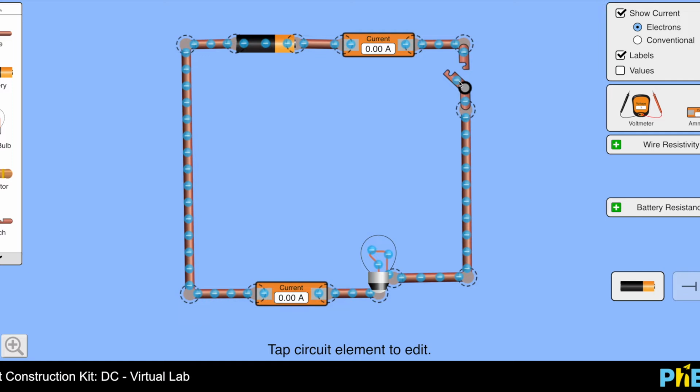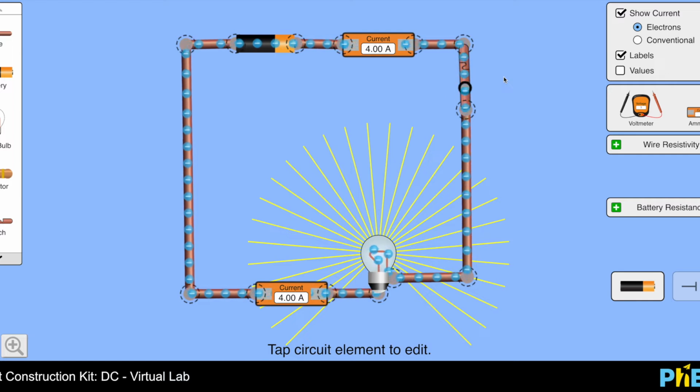Let's turn the circuit on and see what happens. So we turned the circuit on by closing the switch. And at that point, current began to flow through the circuit. And that's what we can see here. We can see the electrons flowing through the circuit. Now this number here means that we have 4 coulombs of charge flowing through this ammeter every single second.